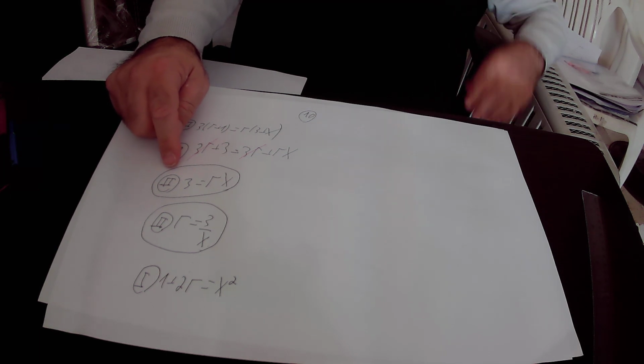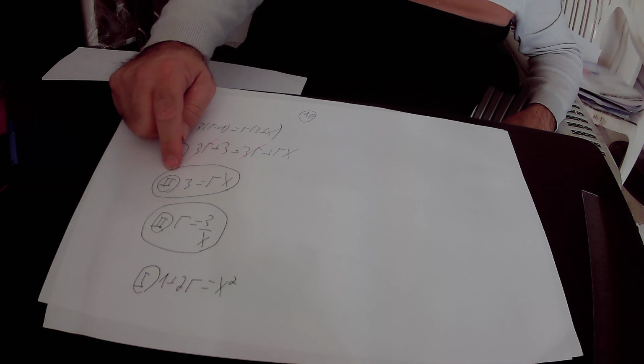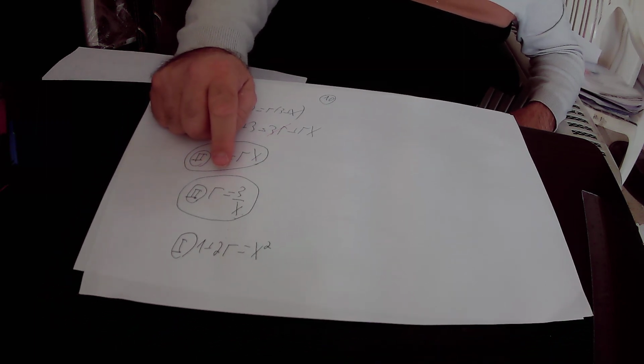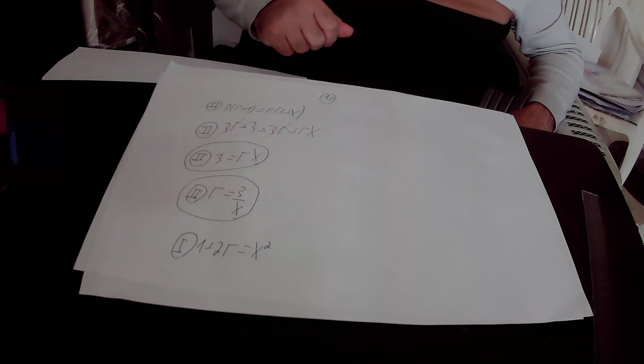It is allowable to divide the equation by X because X is a side of a triangle. It can never be 0. Therefore, it is allowable to divide this equation by X. So we divided this equation number 2 by X, and we got that the radius of the semicircle equals 3 over X. Okay?